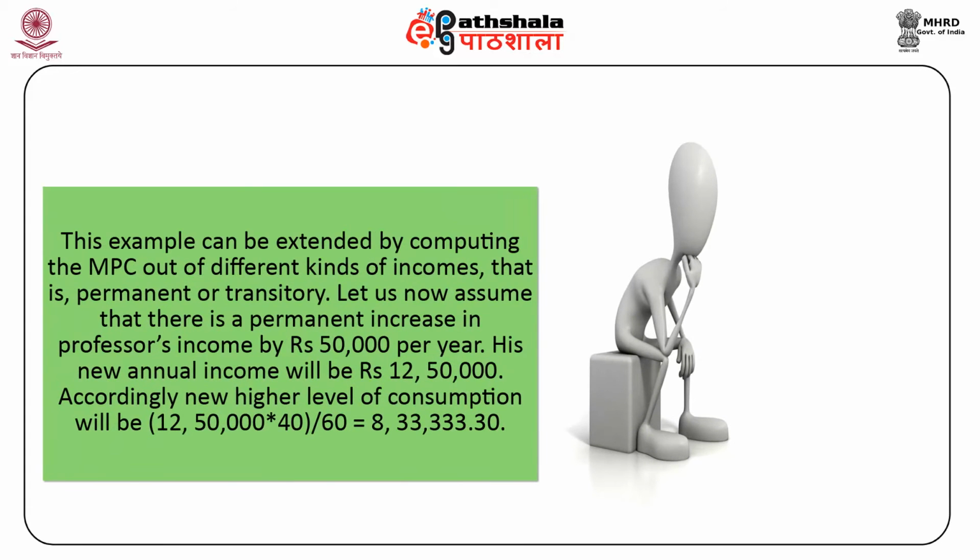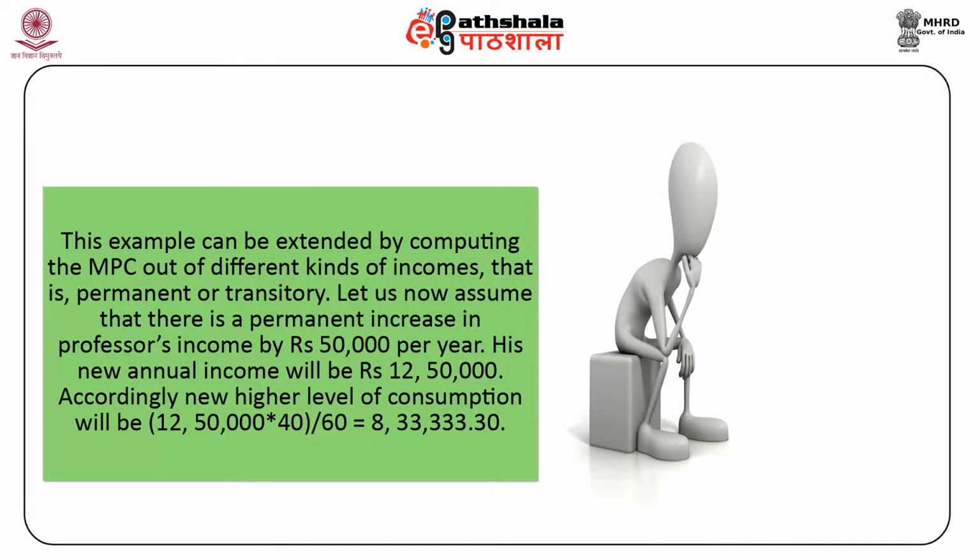Now, this example can be extended by computing the MPC out of different kinds of incomes, that is, permanent or transitory. Now, assume that there is a permanent increase in professor's income by rupees 50,000 per year. His new annual income will be rupees 12,50,000. Accordingly, the new higher level of consumption can be computed as 12,50,000 multiplied by 40 divided by 60, which is equal to 8,33,333 and 30 paisa. Clearly, this is higher than the initial consumption expenditure level of rupees 7 lakh.